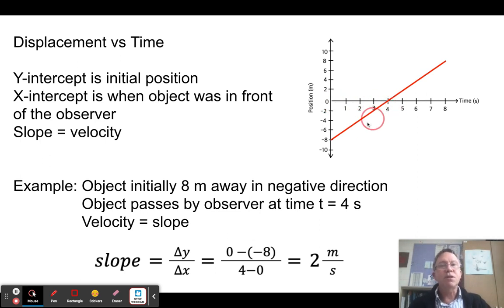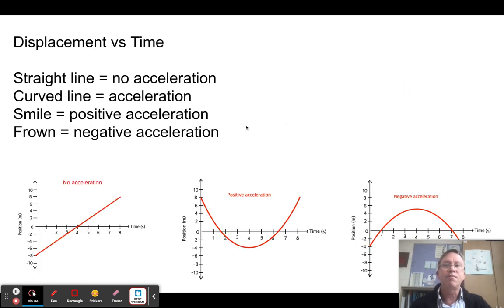You need to ask yourself what the slope means. The slope in this case would be meters divided by seconds, so the slope is velocity. If I have a constant slope, I have a constant velocity. If I have a positive slope, the object is moving in the positive direction. If I have a negative slope, the object is moving in the negative direction. To find the slope, you just say change in y over change in x. In this case, I get positive 2 meters per second. So it's got a positive slope, it's moving in the positive direction. Even though it starts off in the negative position, it's always moving in the positive direction.